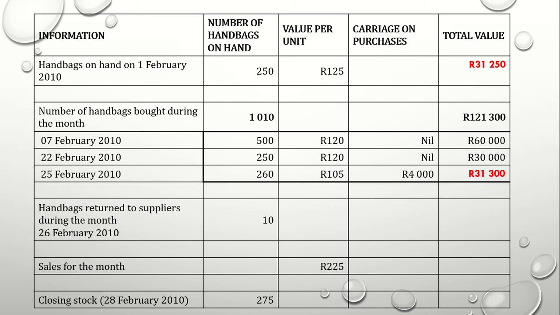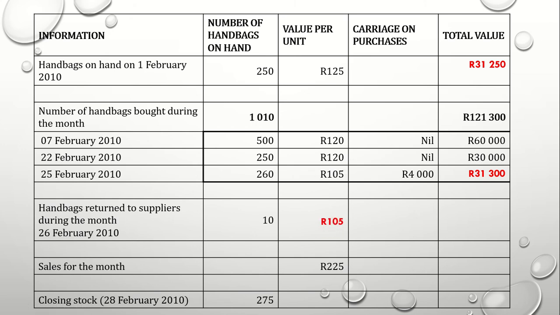Now there's a problem. There were handbags that were returned, but when were these handbags returned? These handbags were returned to the supplier during the month, on the 26th of February 2010. It makes sense that these handbags were purchased on the 25th, which is 105. That's why the cost of the handbags returned will be 105.